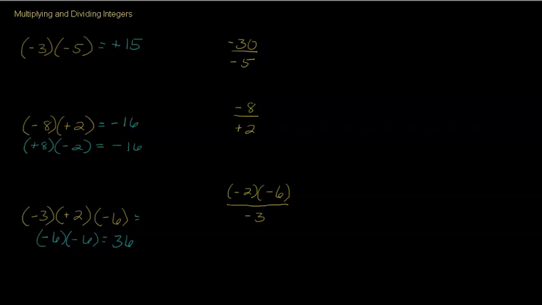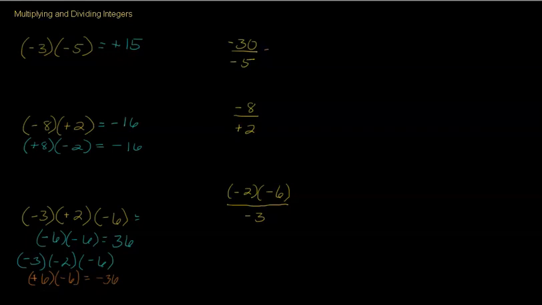Now if there were 3 negatives, let's say that this was negative 3 times a negative 2 times a negative 6. You would have known you have 3 of them. This would have been positive 6 times a negative 6, which would have been a negative 36. So if you have 3 of them, it's going to be negative. 2 of them positive, 1 of them negative.